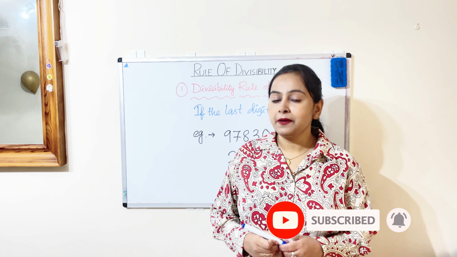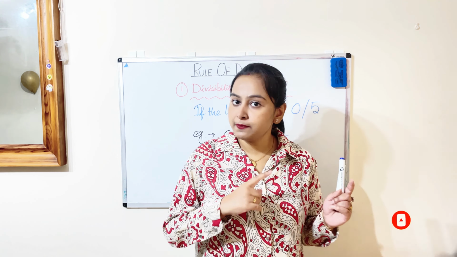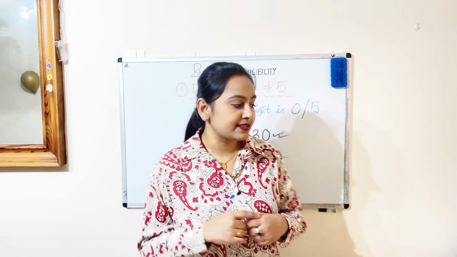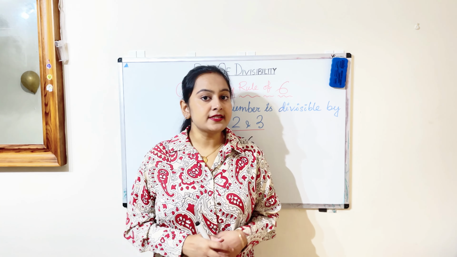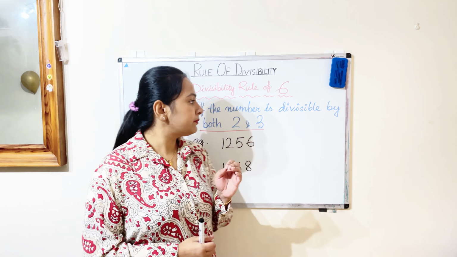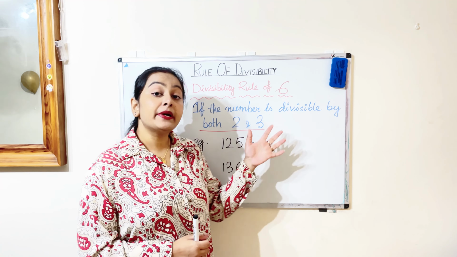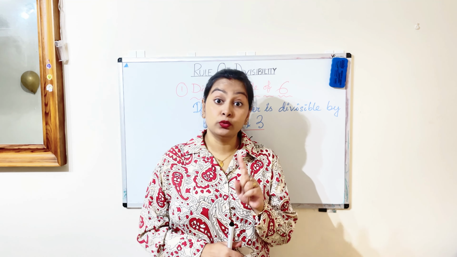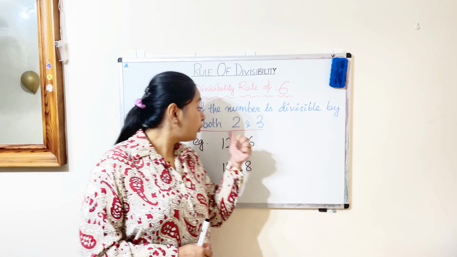So that number is divisible by 5. Right? It's very easy. Let's move on to the next part, the divisibility rule of 6. So students, now I'll discuss the divisibility rule of 6. It's a very important one, so listen to me carefully. If the number is divisible by both 2 and 3, right? Both 2 and 3.